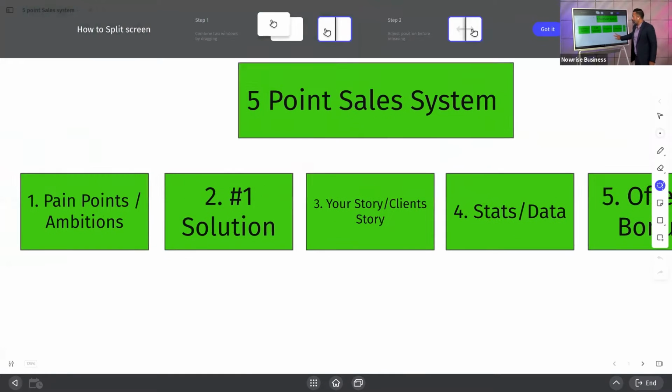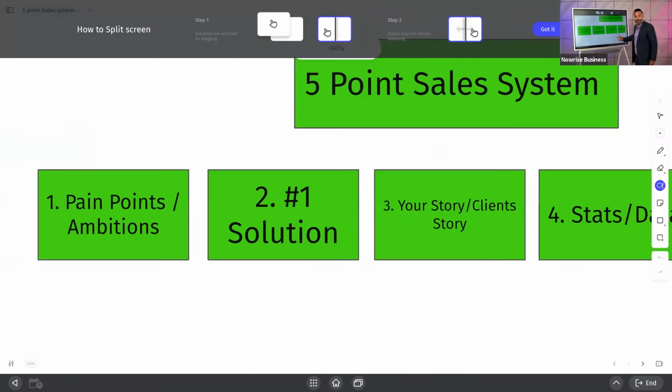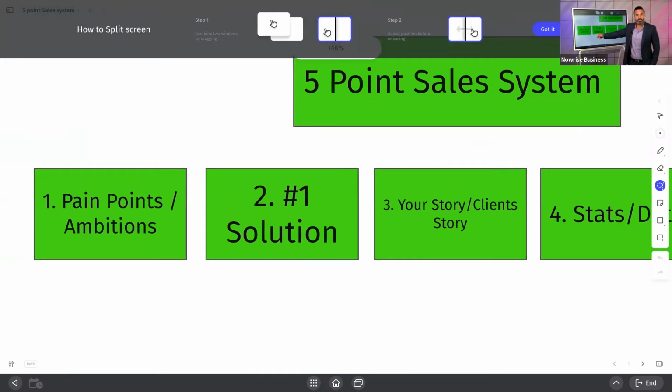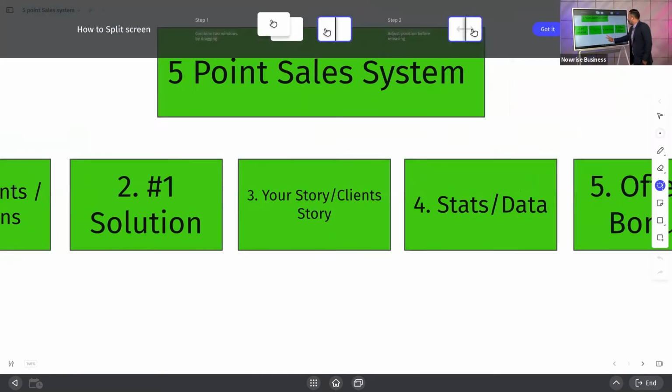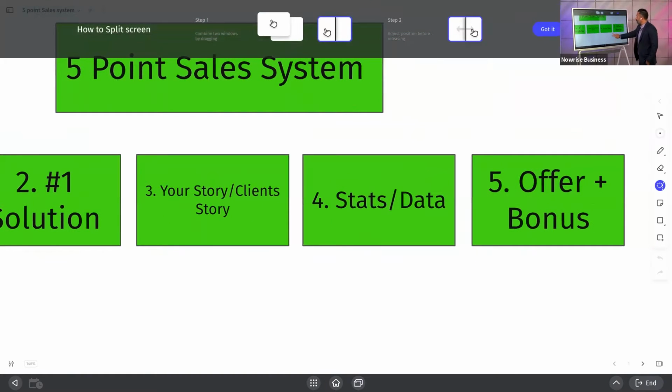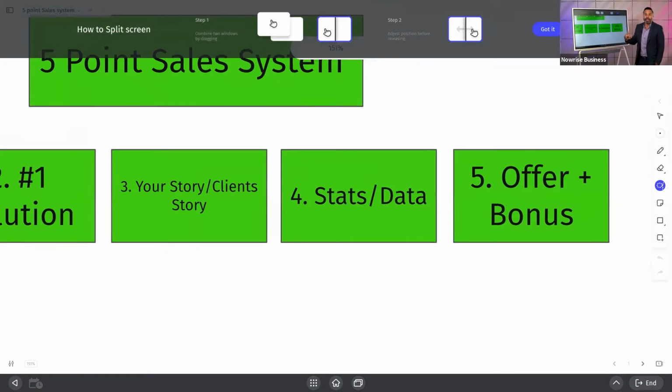So these are the 5 points. Now you can write them down better instead of trying to read it over here from far. Number one, pain points. Number two, number one solution. Number three, your story, the client story. Number four, data and stats. Number five, an offer plus a bonus.